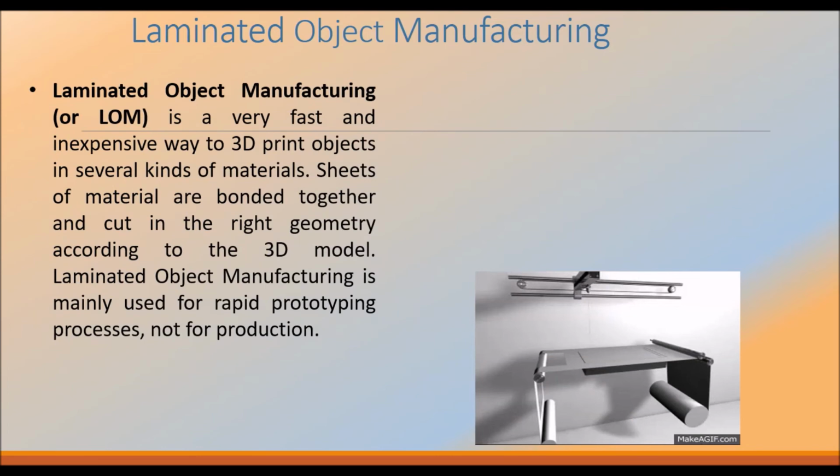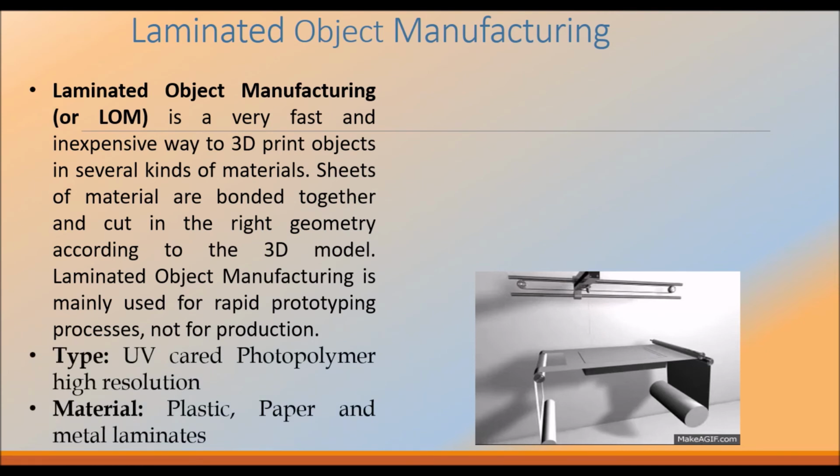Next, coming to another technology, that is laminated object manufacturing. Laminated object manufacturing is a very fast and inexpensive way to print 3D printed objects in several kinds of materials. Sheets of material are bonded together and cut into the right geometry according to the 3D model. It is mainly used for rapid prototyping processes, not for production. And the material here is UV-curable photopolymer with high resolution, and the materials used are plastic, paper and metal laminates.